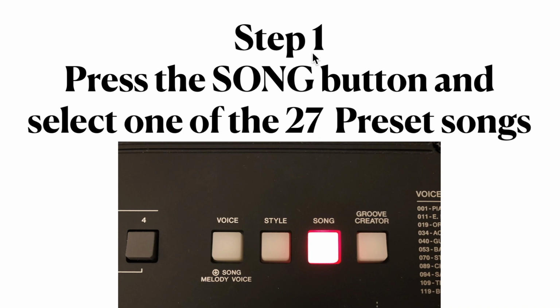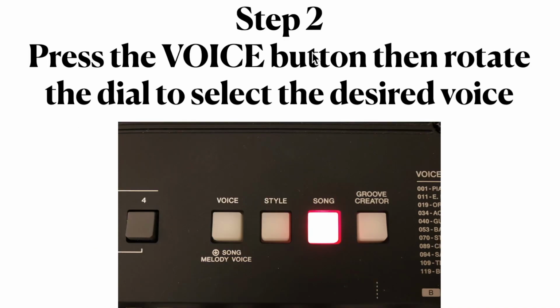This is step 1. Call up the song using the song button. Step 2, press the voice button and then rotate the dial to select the desired voice. And there are 758 different voices that come built into this keyboard. And you can choose any one of those 758 voices to be the melody of your preset song. That's step 2.